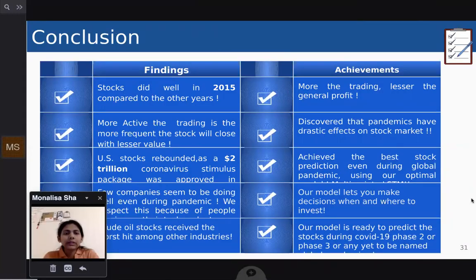So these are the findings from the analysis we did on our dataset. We have achieved some of the best stock predictions even during a global pandemic using our optimal multivariate LSTM. This model lets investors decide when and where to invest. This model is ready to predict stocks during COVID-19 phase 2 or any other future pandemic.